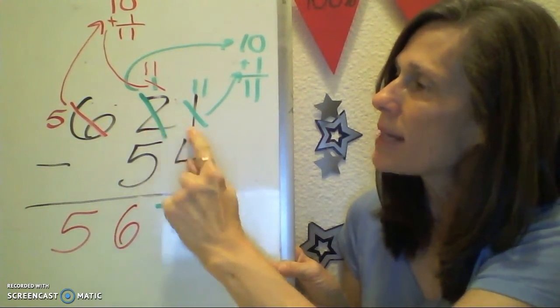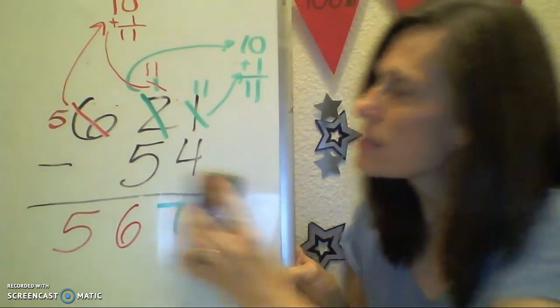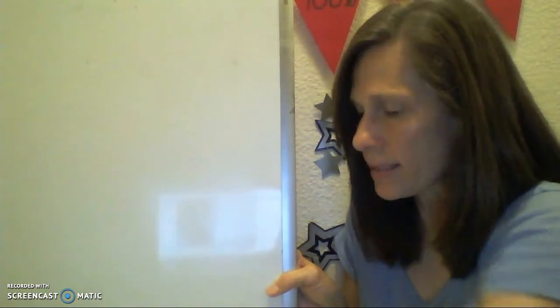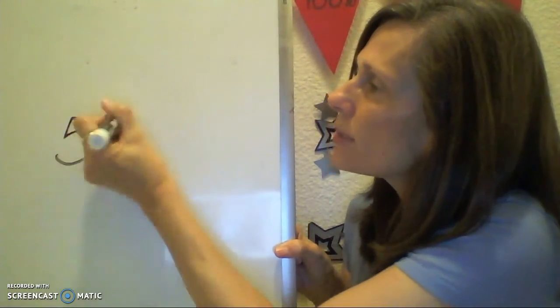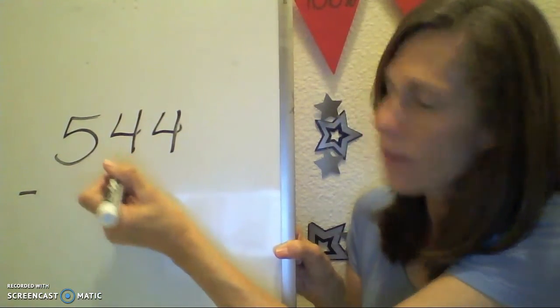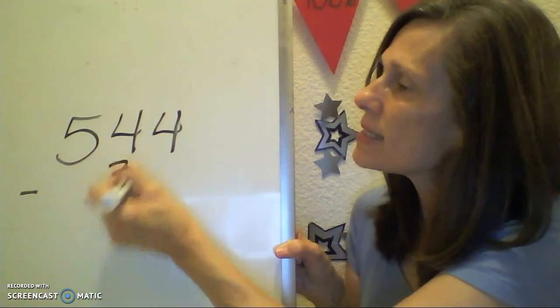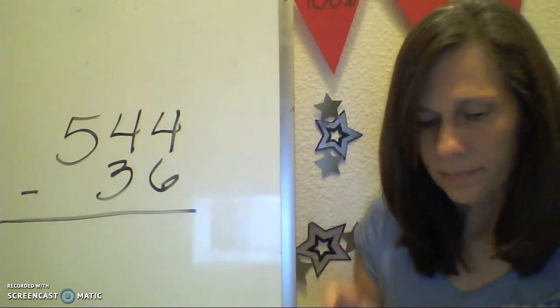All right, let's go ahead and do one more together today so you can see how the ones has to regroup or has to borrow from the tens, and then the tens has to borrow from the hundreds. Okay, so let's do one more together for a little bit of practice so you're getting the hang of what to do. Okay, so let's do 544 minus 36.